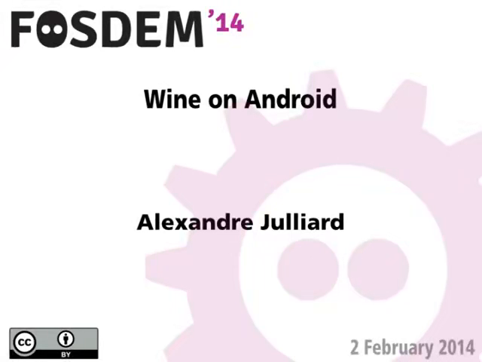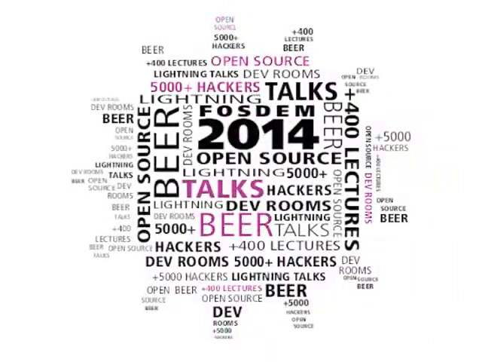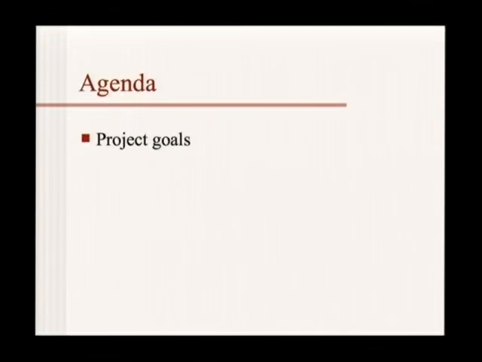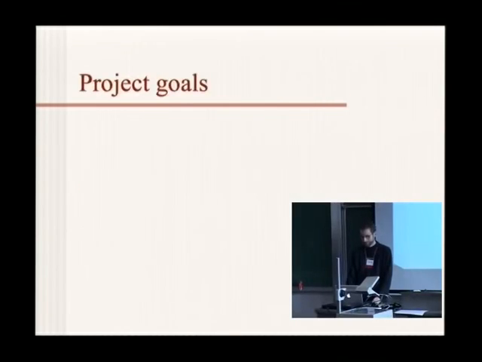This talk is about porting Wine to Android, which is the thing I've been working on for several months now. So I'm going to present quickly the goals of the project, which are probably fairly easy to guess. I'm going to show what is working today. It should also be pretty quick because that's not a whole lot. And then explain some of the technical challenges and explain what remains to be done, which will be a lot longer. There's a pretty big list of things to do.